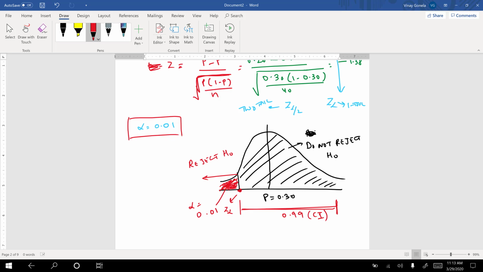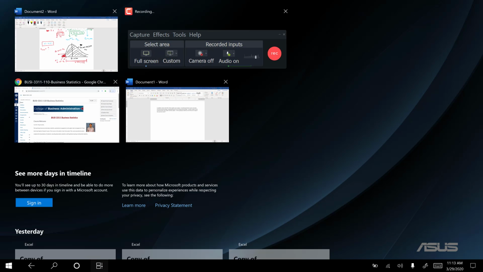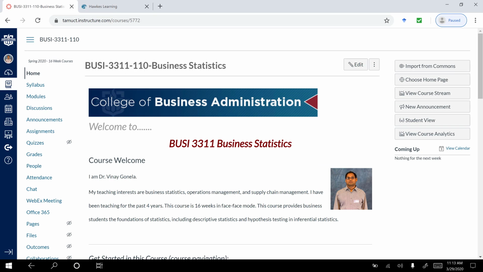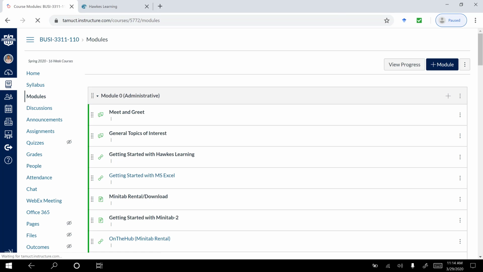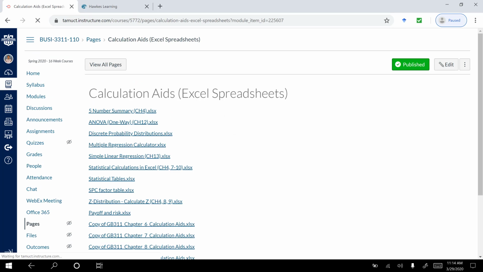Since our z table gives the left side of the curve, we can directly look for the z value at 0.01 probability from our z table. So what is this? I will go to my z table. I'm going to go to our business statistics course and look from our modules. Module 0, we will be using calculation aids, and then download statistical tables.